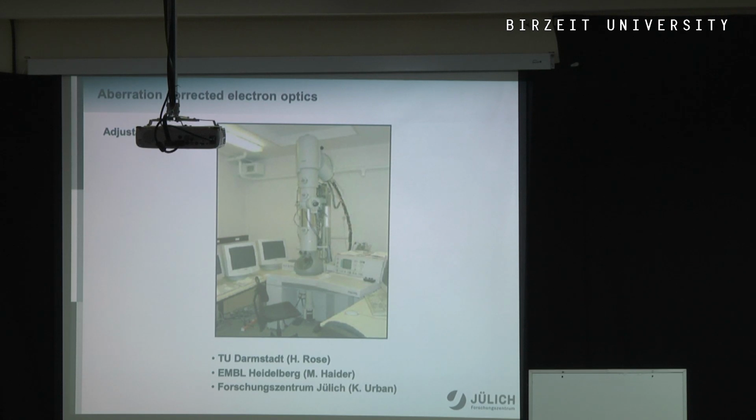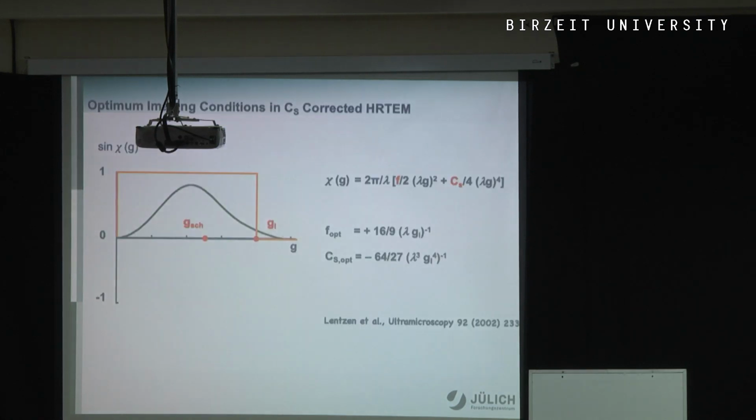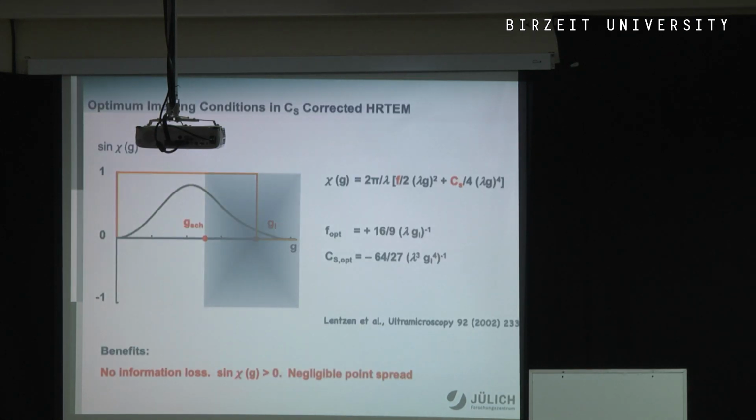And this resulted in a revolution in resolution in electron microscopy. And it improved the resolution by more than a factor of 2 from what you could achieve with conventional non-aberration corrected instruments. And what does this do to the transfer function? Well, it makes the transfer function much simpler.